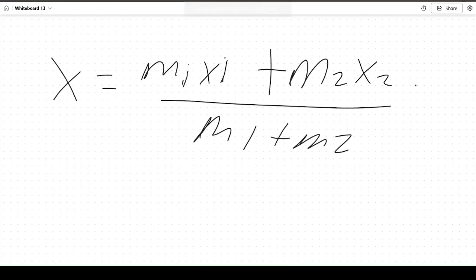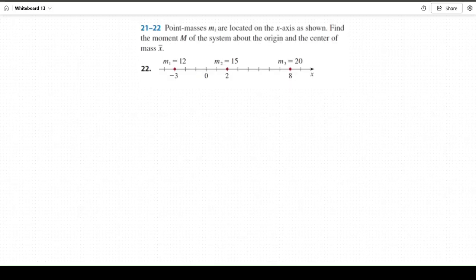In this video, we were talking about applications to physics and engineering with moments and center of mass. As you can see here, you can find the moment. So let's look at an example of how we can use this. Let's take a look at this question.